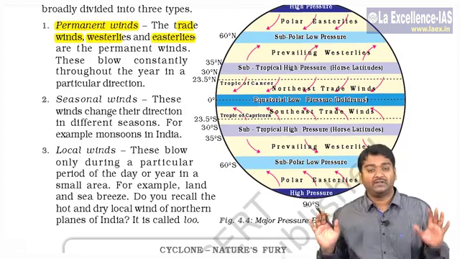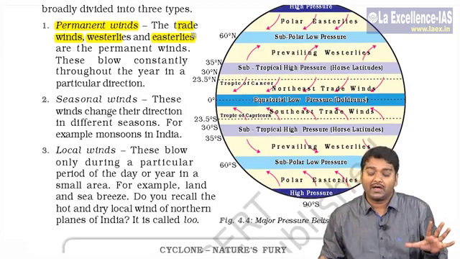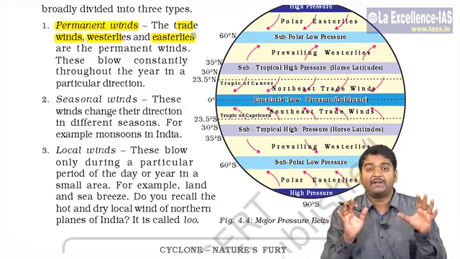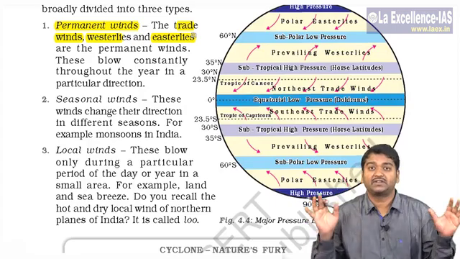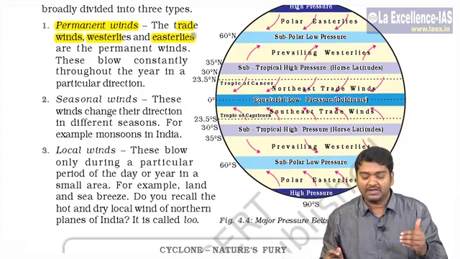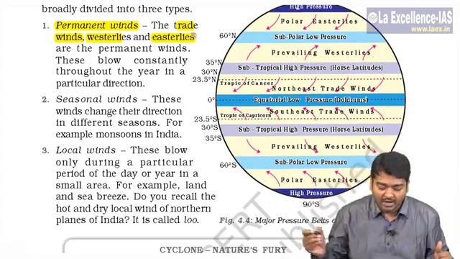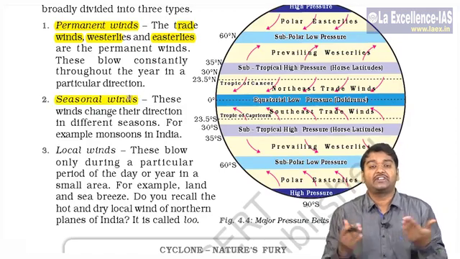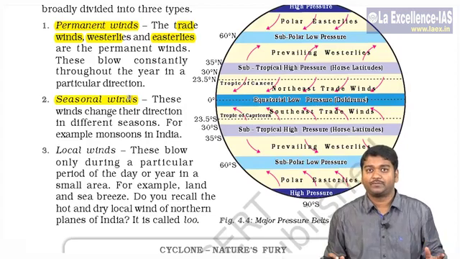I have not explained this. It takes at least 1 hour for me to explain the entire process, but just understand. Permanent winds are permanently present on the earth's surface. In higher classes, we will be going into detail. Seasonal winds keep changing. For example, the monsoons of India, right?